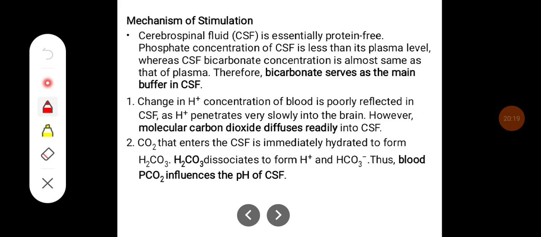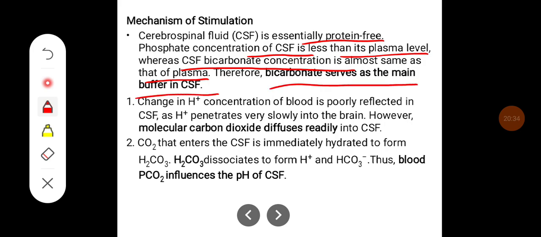Cerebrospinal fluid is essentially protein free. Phosphate concentration of CSF is less than that of plasma level, whereas CSF bicarbonate concentration is almost the same as that of plasma. Therefore, bicarbonate serves as a main buffer in CSF. The change in H plus concentration of blood is poorly reflected in CSF, as H plus penetrates very slowly into the brain. However, the molecular carbon dioxide diffuses readily into CSF.